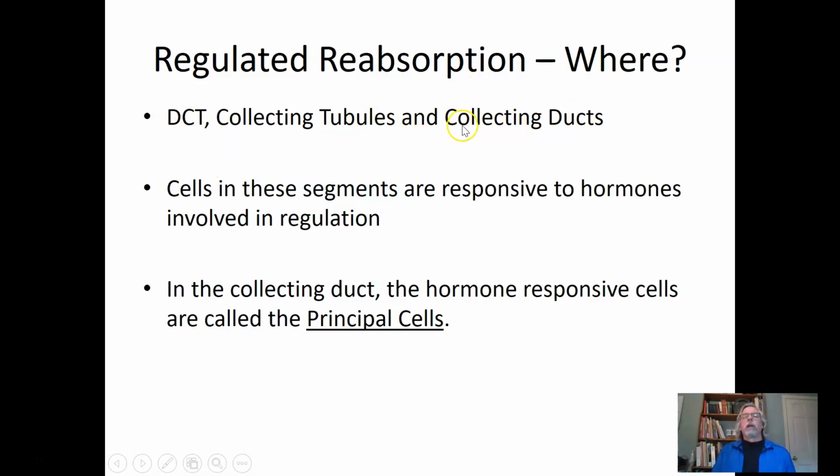We're going to focus on regulated reabsorption by cells in the collecting ducts. Okay? Cells in these locations are responsive to hormones, and there's a specific type of cell called the principal cells that we're going to focus in on.